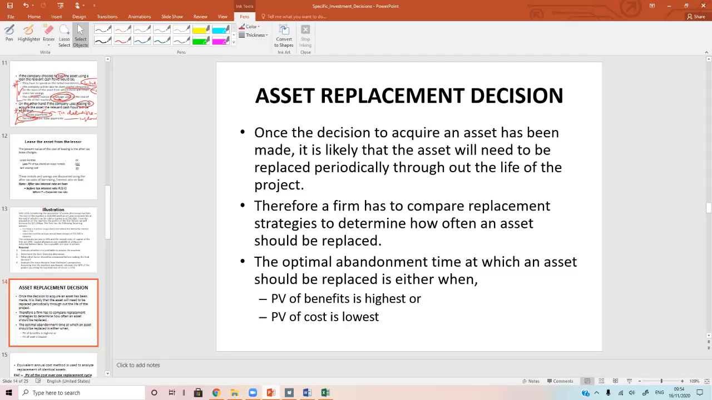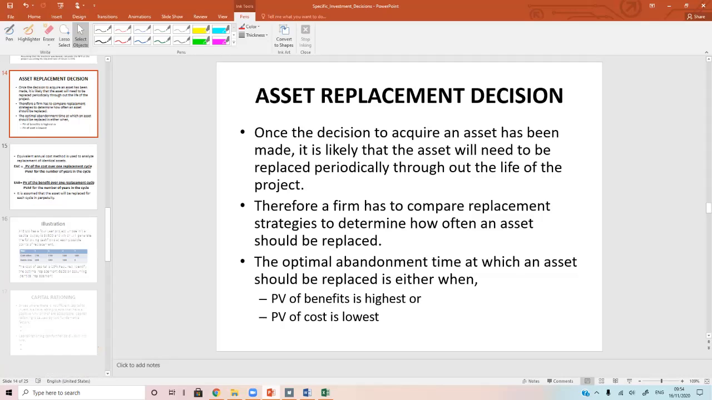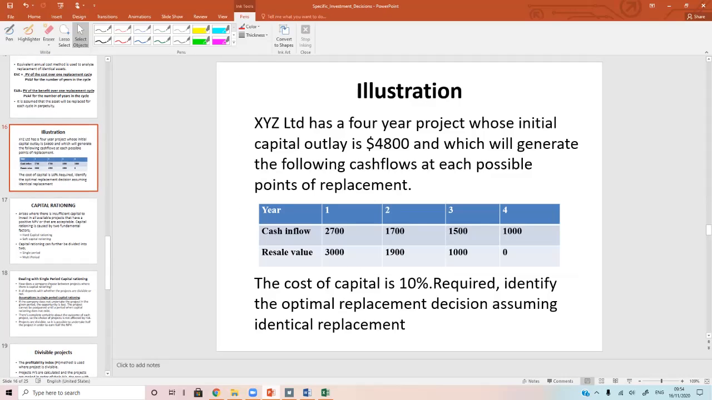Clear? Daisy, is it clear? Yes. Let's do an example, a very quick example here. Go through this, we discuss together.